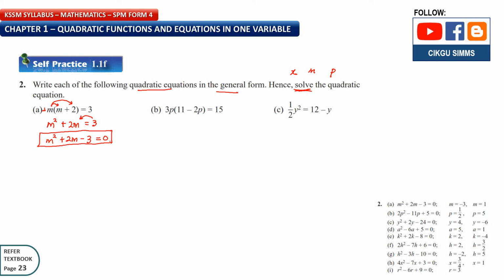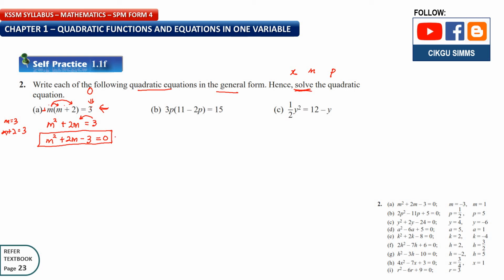To solve it, you don't have to factorize again because this question gives you the factorized form. Sorry, because this one is not 0, so you cannot use this one. You cannot say m is 3 or m plus 2 is 3, because only 0 times anything is 0. 3 times anything is not 3, right?